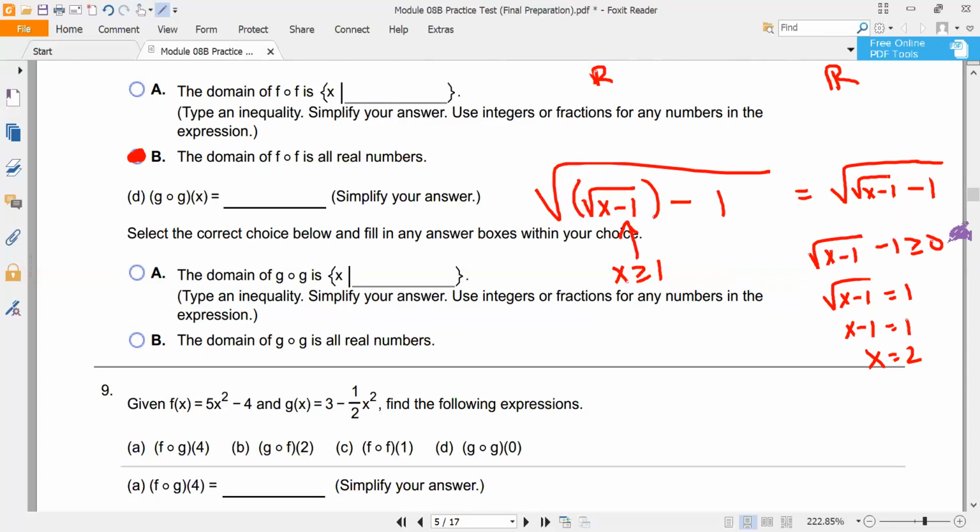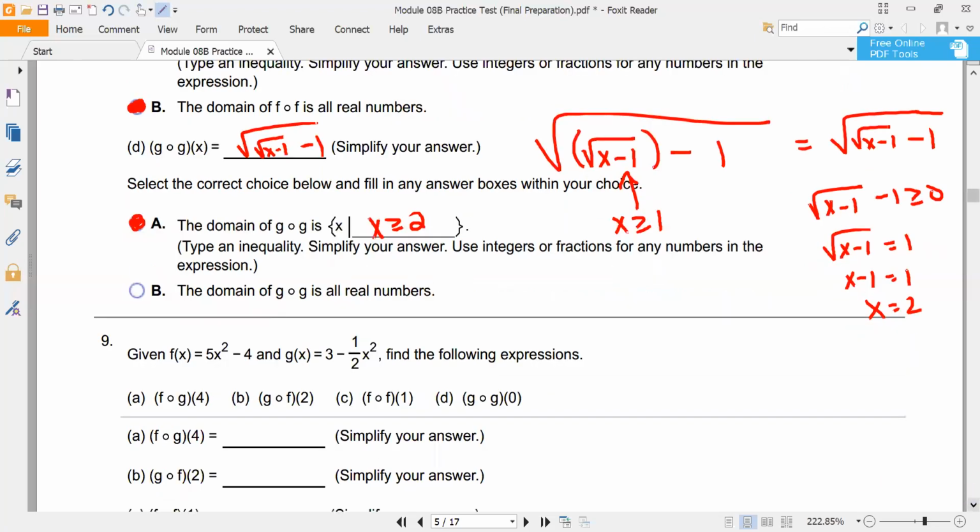0 minus 1 is not greater than or equal to 0. So we have to use that our x's have to be greater than or equal to 2, since that's where we equal the 0 and we want to keep it bigger. And then this answer would have just been square root of x minus 1 minus 1. Okay, that moves us on to number 9.